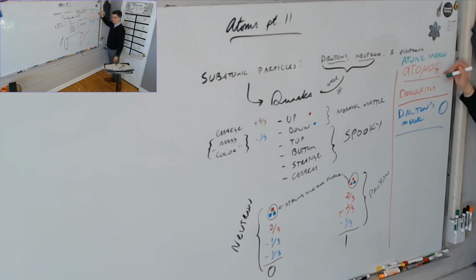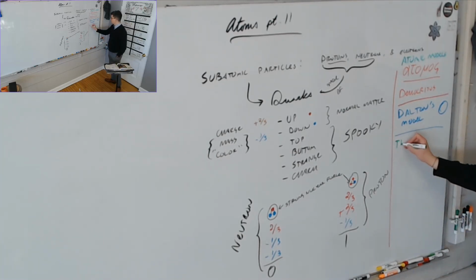So the first one, not really a model at all, just kind of a word. This one, his model was just that they are solid balls. And then the next one to come around was in the 1900s. This is called Thomson's model.